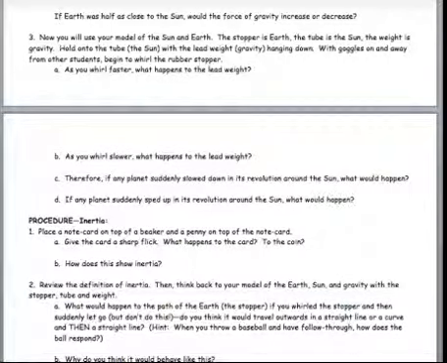3A says, as you whirl faster, what happens to the lead weight? So watch what happens to the lead weight when I start spinning it. B says, as you whirl slower, what happens to the lead weight? C, therefore, if any planet suddenly slowed down in its revolution around the sun, what would happen? And D, if any planet suddenly sped up in its revolution around the sun, what would happen? So again, let me show you what we have here.